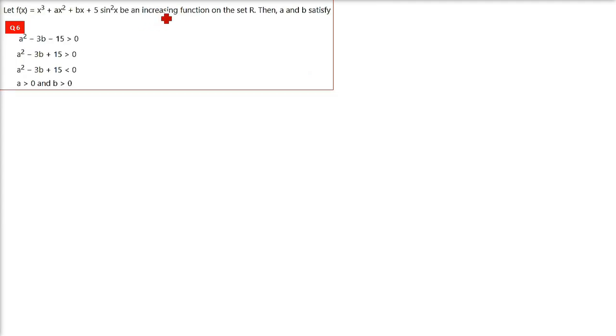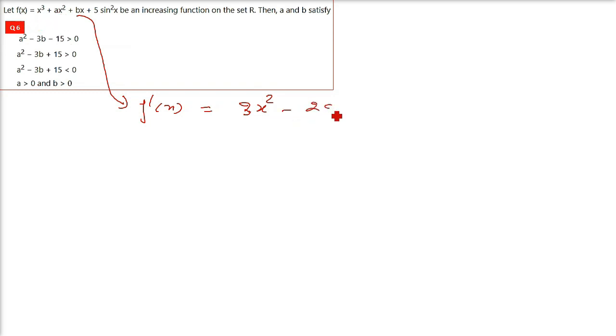Let f(x) be this one, an increasing function on set R, then a and b must satisfy what? When we are not in a position in the beginning to know how we are going to go about it, the only thing which we can do is to differentiate. Let us differentiate this first. F dash x is, this is x cube, it's going to be 3x square. I'm just doing normal differentiation.